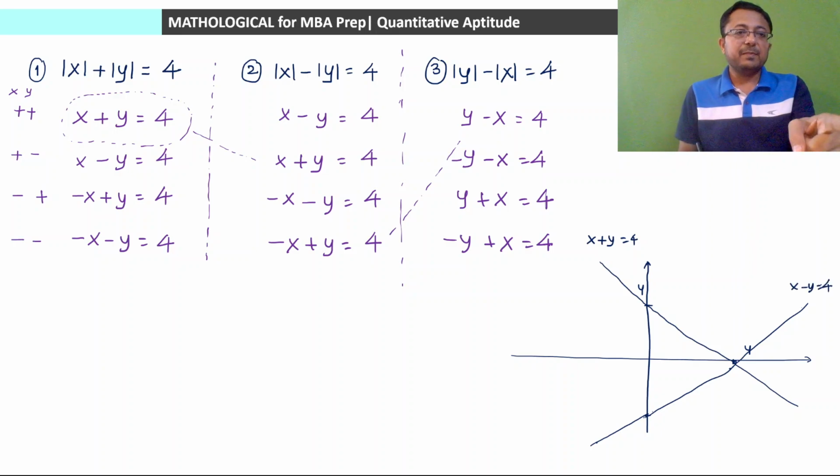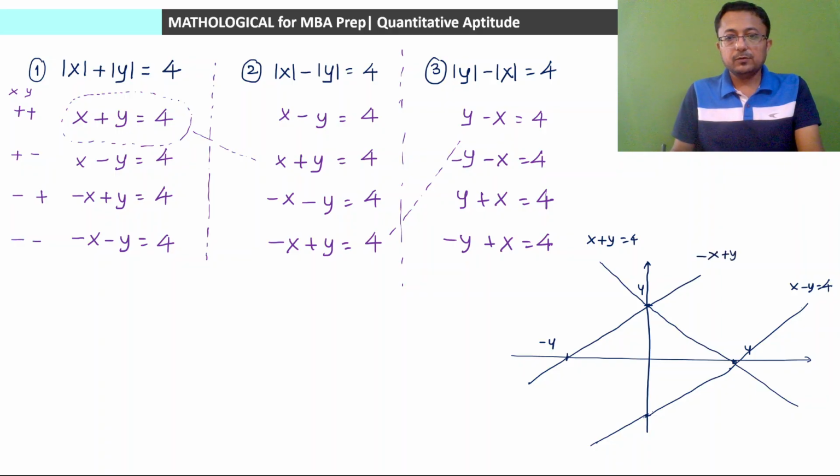Now the third case, minus x plus y equal to 4. If we put x equal to 0, y will be equal to 4. And when we put y equal to 0, minus x is equal to 4, so x will be equal to minus 4. So this is our third line. Clear? That is minus x plus y equal to 4.